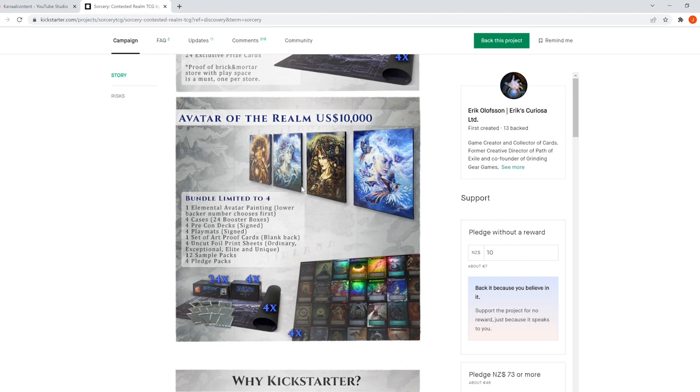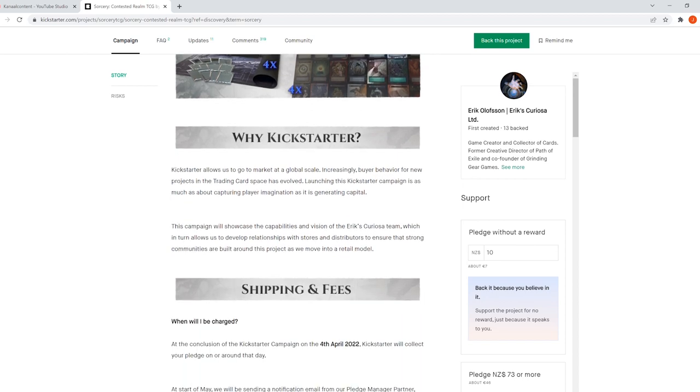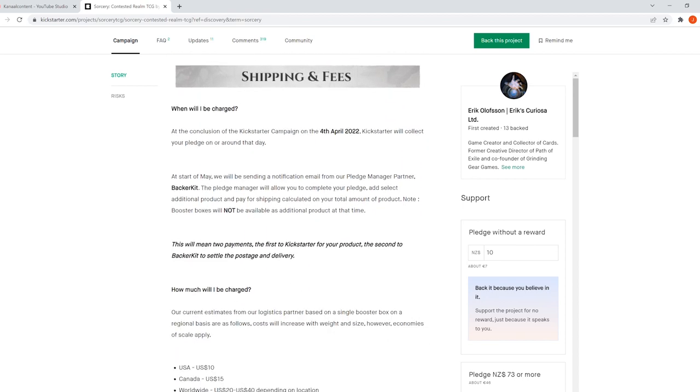And officially, of course, they're not allowed to, but if you got some connections, then that might work out. The Avatar of the Realm, $10,000, you might say, yeah, but that contains an original piece of artwork. What I understood is they have 400 different cards or something, and they commissioned oil paintings before that. So it's very artwork driven.